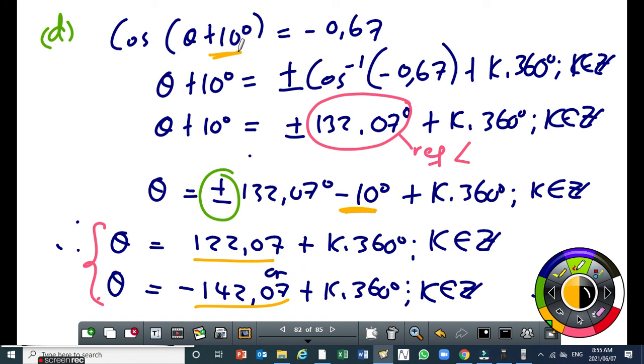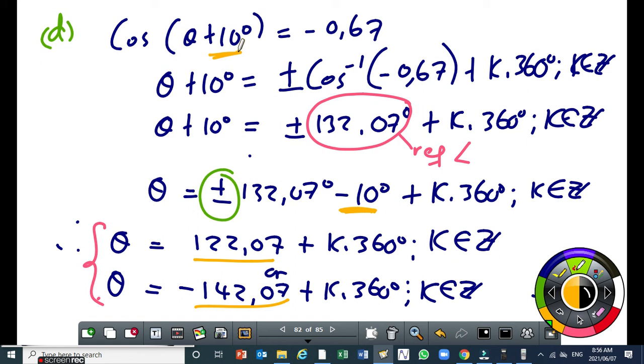How did we get negative 142? You see here, initially I took the positive of the reference angle, which is 132.07. Then I subtracted 10 and I got this. Then later I also catered for the negative of the reference angle. So negative 132.07 minus 10 gives you minus 142.